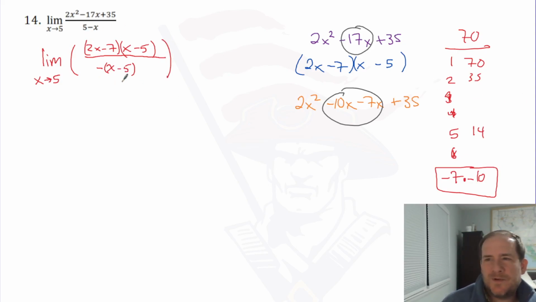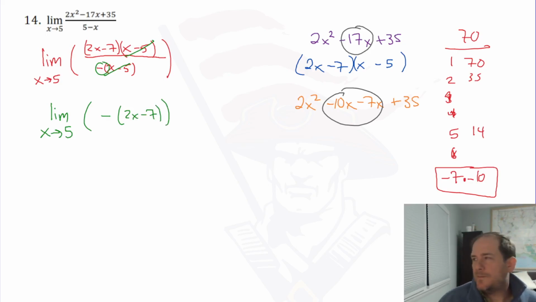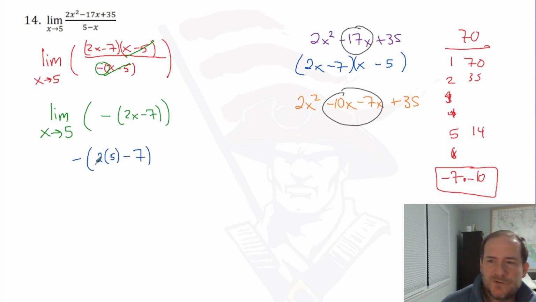Alright, so now that I've done that, I can cancel that and cancel that, and we see that we're just now evaluating the limit as x approaches 5 of, I'm going to bring this negative sign up, we'll say the opposite of 2x minus 7. So you just substitute in and get an answer. This will be negative 2 times 5 minus 7. Okay. So that's 10 minus 7, which is 3, but made negative, the final answer is negative 3.